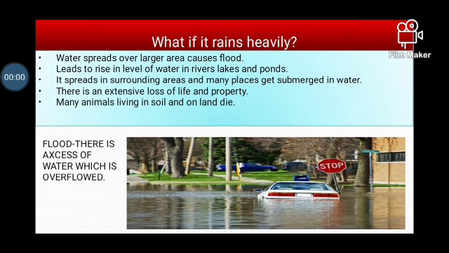Flood. It is when there is excessive water which is overflowed.